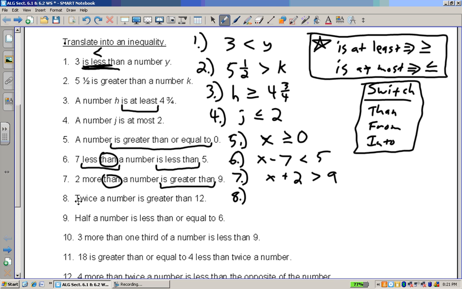Number 8, twice. Twice, that's 2 times. You can see the root word 2 in twice. 2 times a number, so maybe x is greater than. So we've got that is and then the greater than together. Greater than means addition, is means equals, but when they combine together, is greater than is the inequality symbol. And then 12.